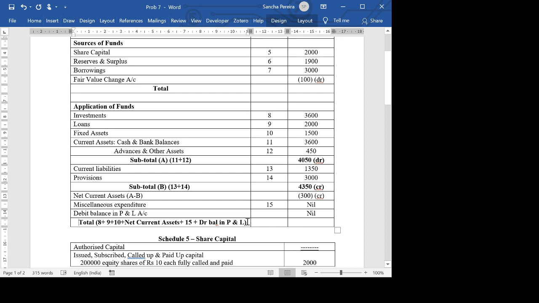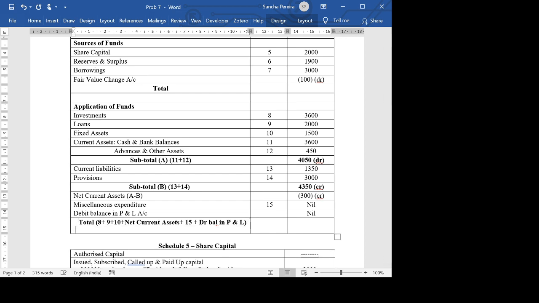Now, what am I going to do here is debit balance in P&L account. Now, I'm going to see what are these. My 8 here is 3,600. 9 here is 2,000. 10 here is 1,500. Now, net current assets. Finally, my net current assets is a negative figure.